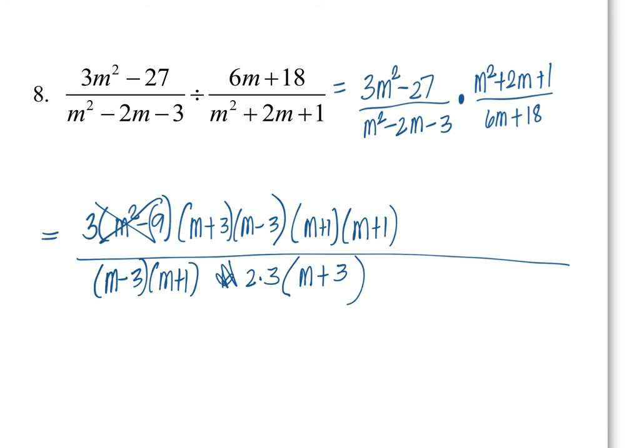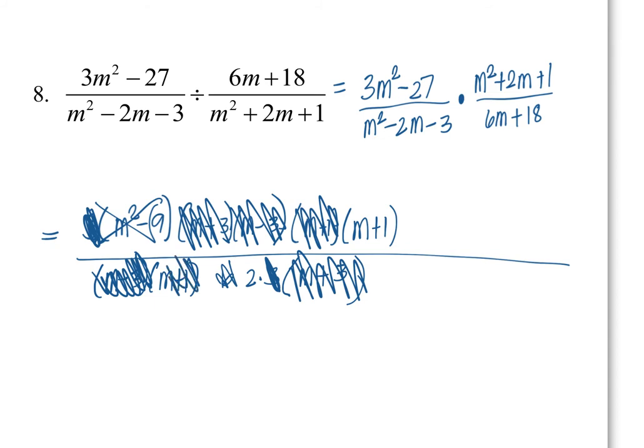So let's look at what cancels. A factor of 3, a factor of m plus 3, a factor of m minus 3, a factor of m plus 1. So it looks like all we're left with is m plus 1 divided by 2.